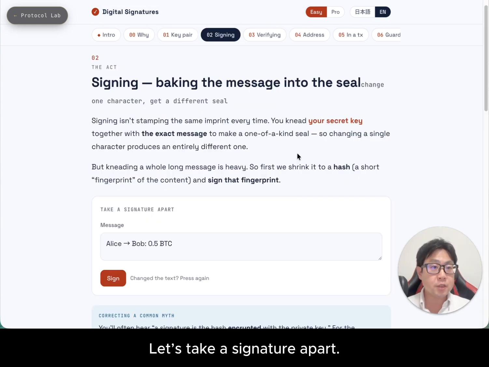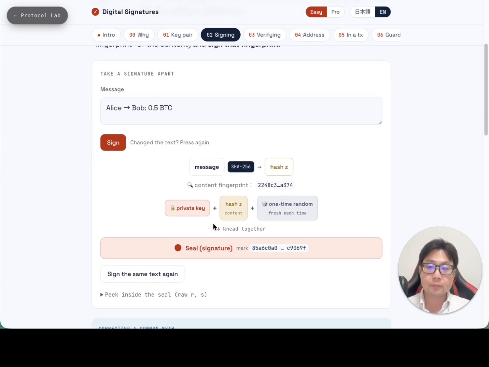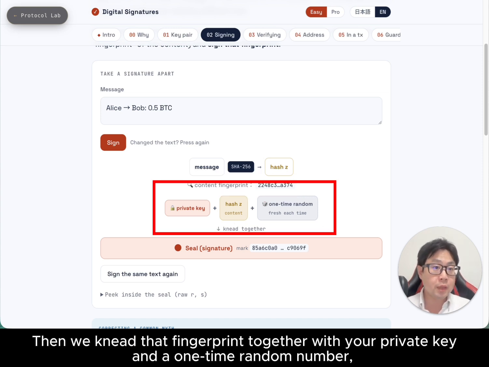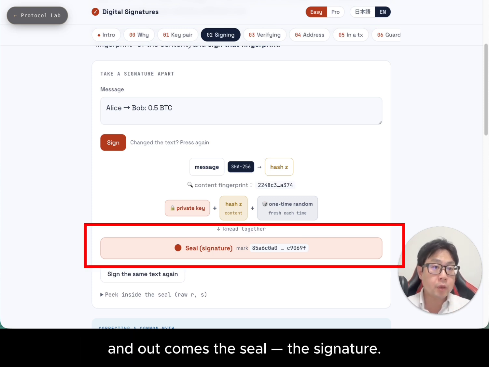Let's take a signature apart. Click sign. Like this. First, the message becomes a hash, a short fingerprint. Then we mix that fingerprint together with your private key and a one-time random number. And out comes the seal, the signature.